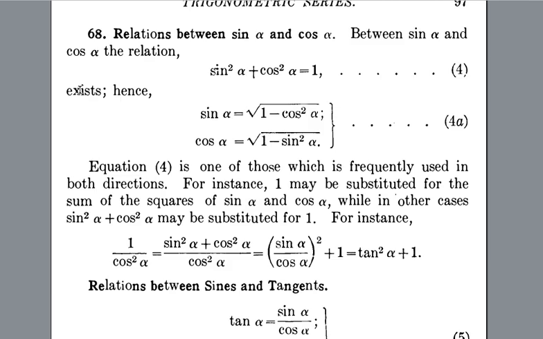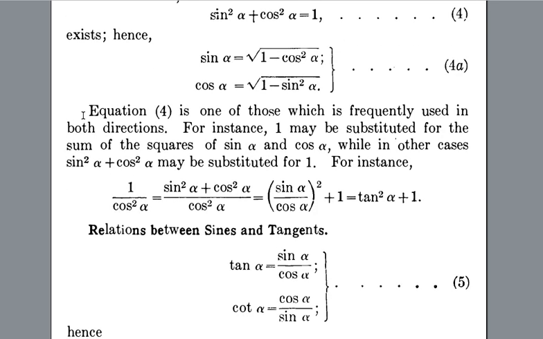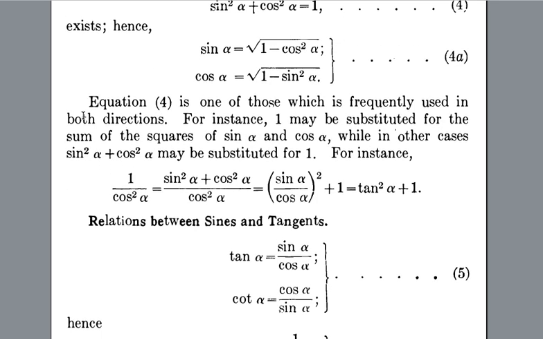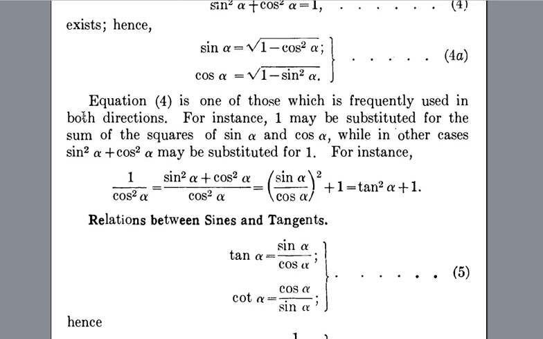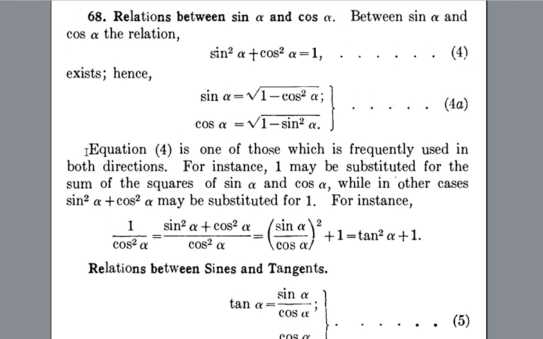For example, 1 may be substituted for the sum of the squares of the sine of alpha and the cosine of alpha. Conversely, the sum of the squares of the sine of alpha and the cosine of alpha may be substituted for 1. For instance, 1 divided by the square of the cosine of alpha equals the sum of the squares of the sine of alpha and the cosine of alpha divided by the square of the cosine of alpha. This simplifies to the square of the tangent of alpha plus 1.